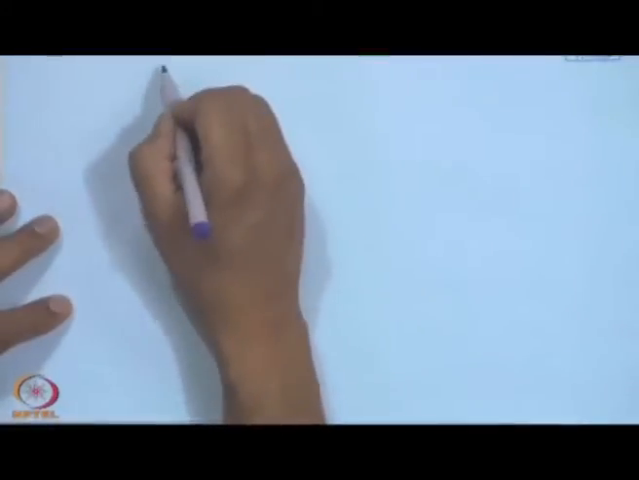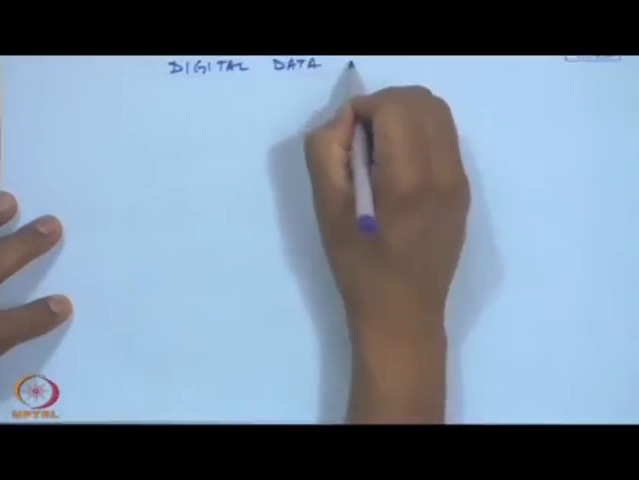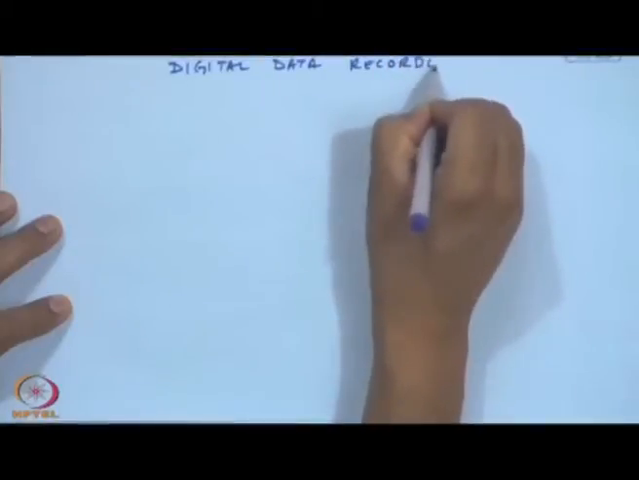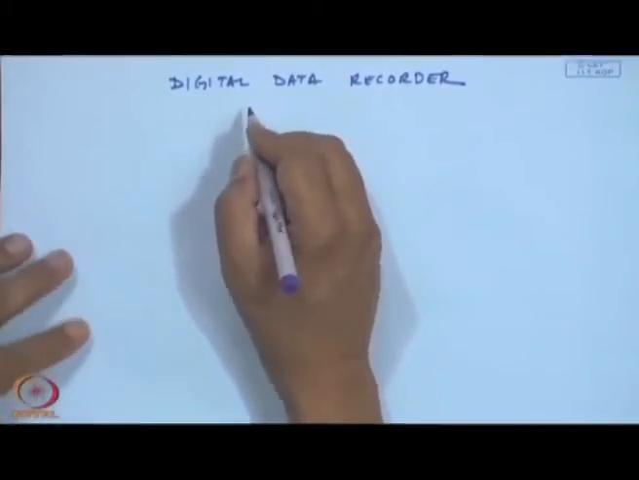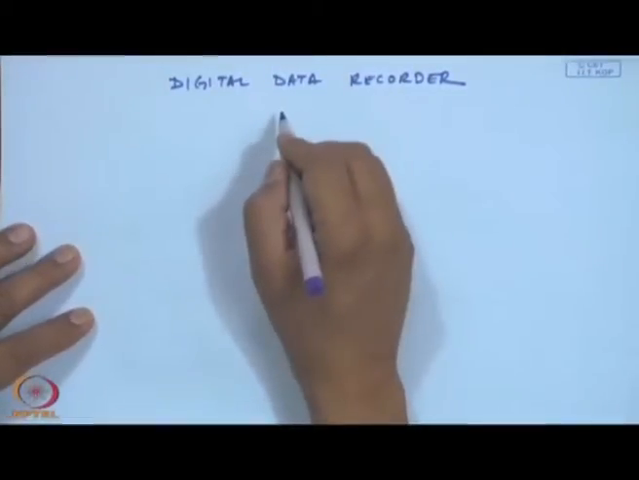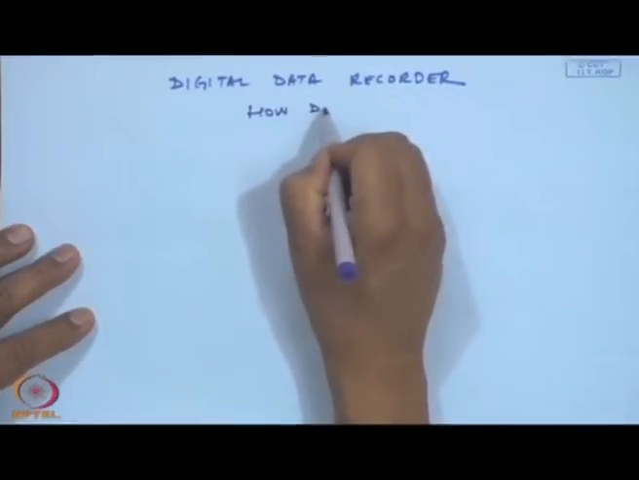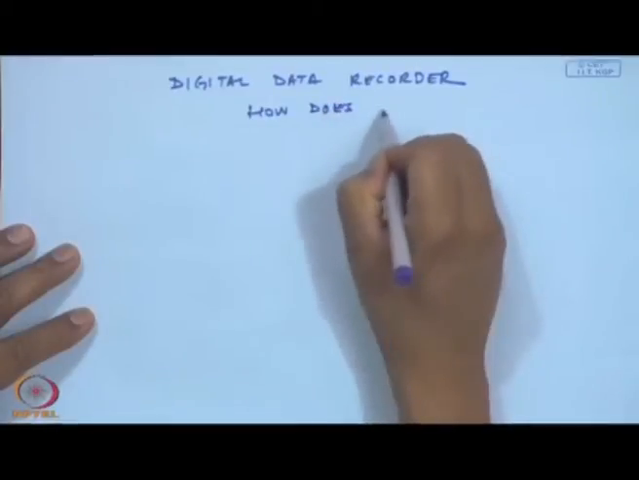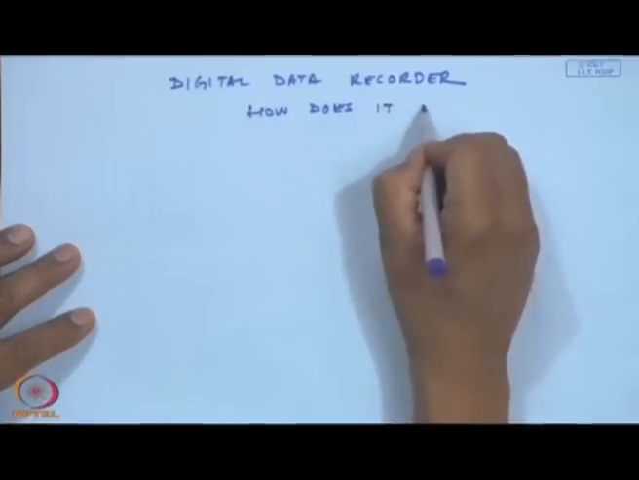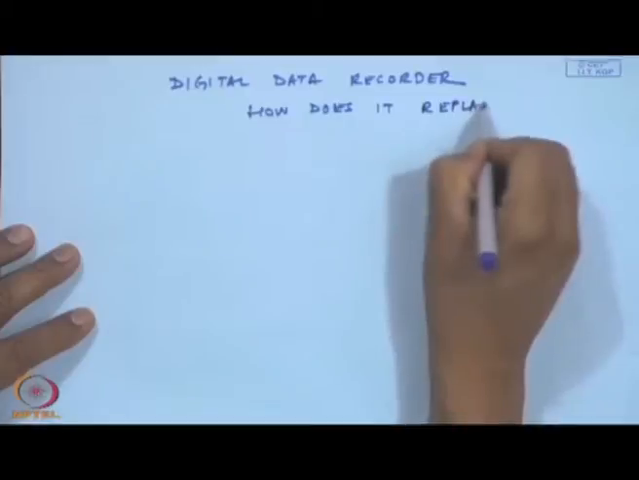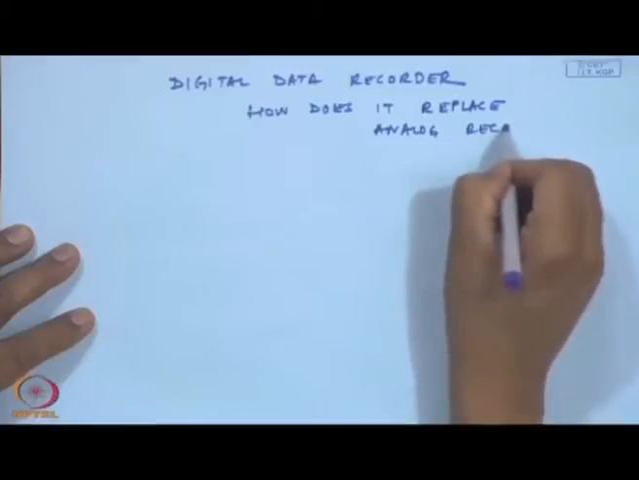Now, how does such a digital data recorder replace the conventional analog data recording, which you recall people were doing by hand? How does it replace analog recording?